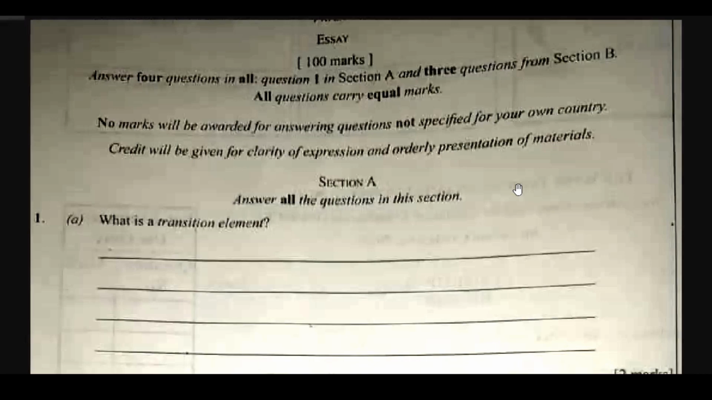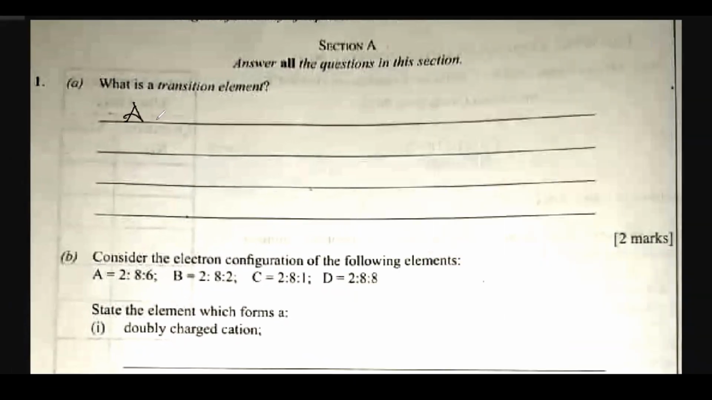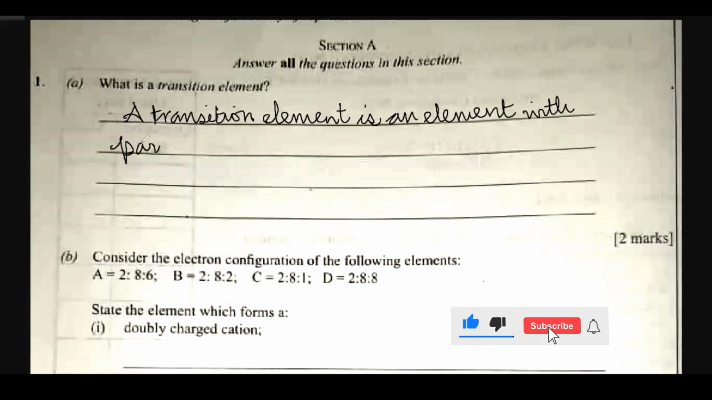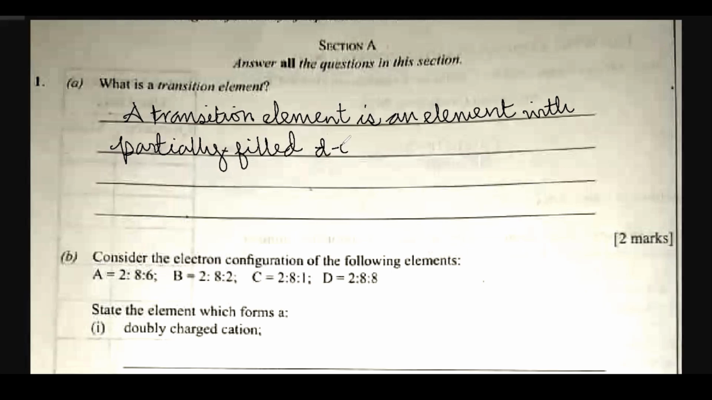What is a transition element? A transition element is an element with partially filled d orbitals. Elements with partially filled d orbitals are called transition elements. Okay, that's your 2 marks.